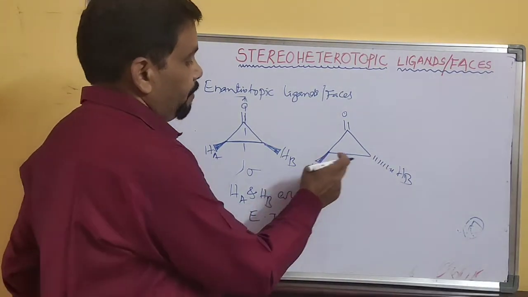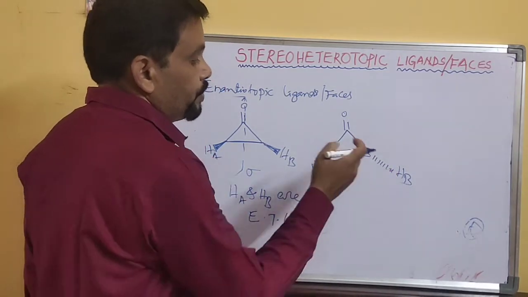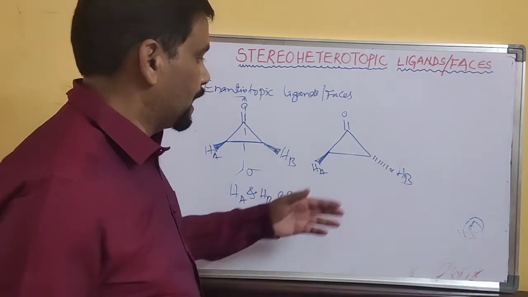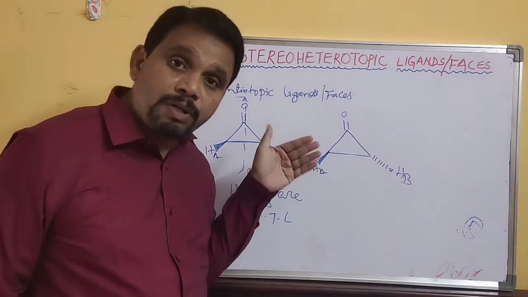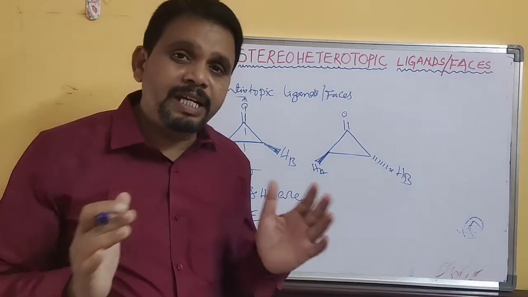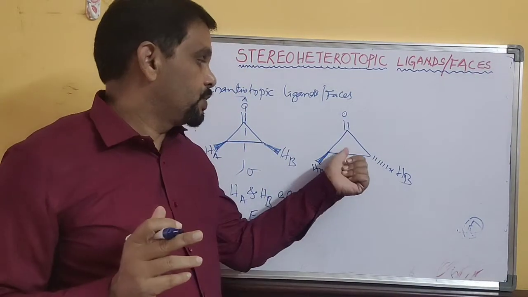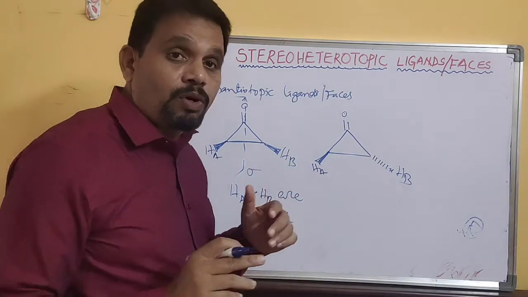What about this example? Is there any plane of symmetry in this molecule? No, because one hydrogen is attached away from the viewer, this hydrogen is attached towards the viewer. So if you bisect from the middle, you will not get equal parts of this molecule. So therefore there is no plane of symmetry. But what is there?